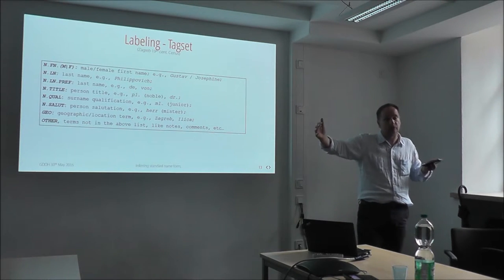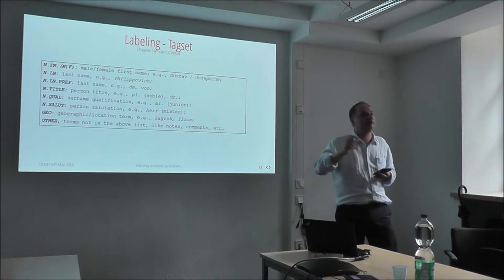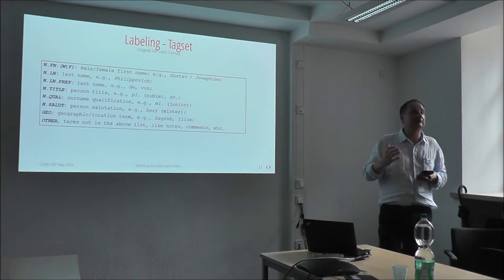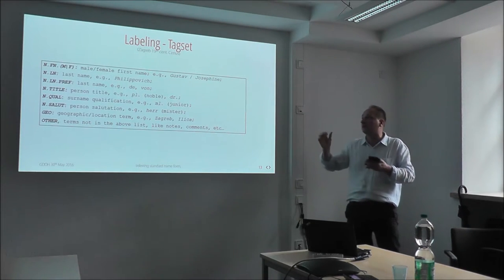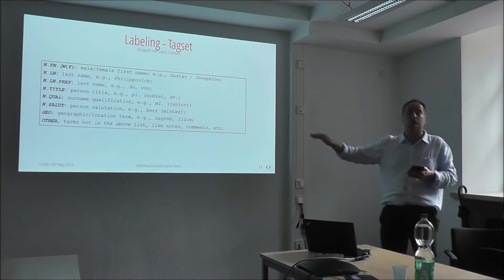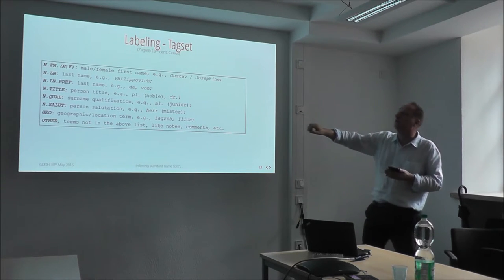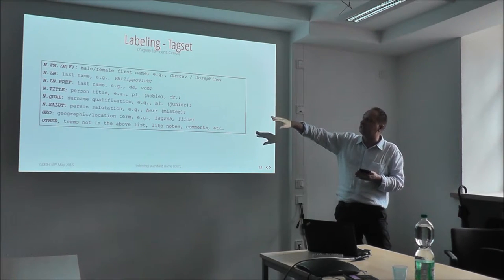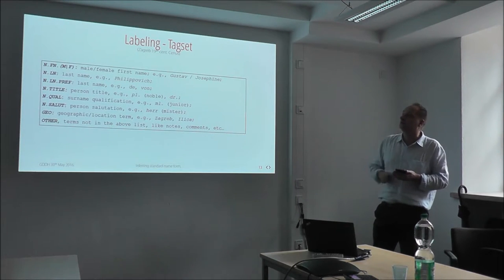If you increase the number of labels, if you want fine-grained tags for every possible token, then probably the quality of your model will go down, so you have to compromise in some way. And this is the list of the tags we decided to apply to our test case. So this is first name in male and female form, this is last name, this is last name prefix. This is something that can be attached before the last name, often some nobility status or something like this.